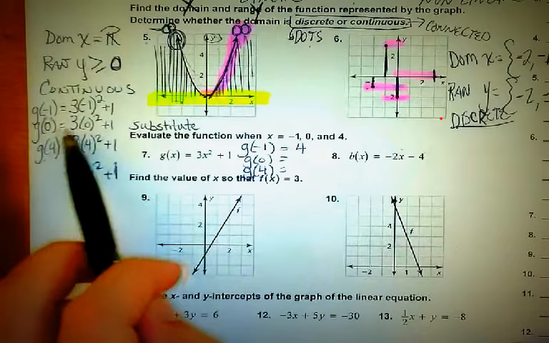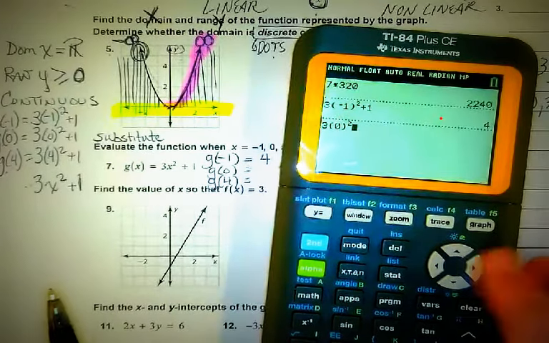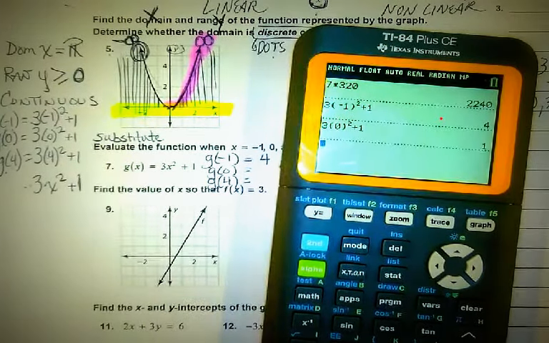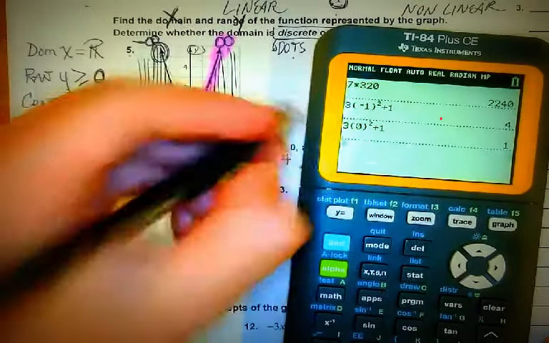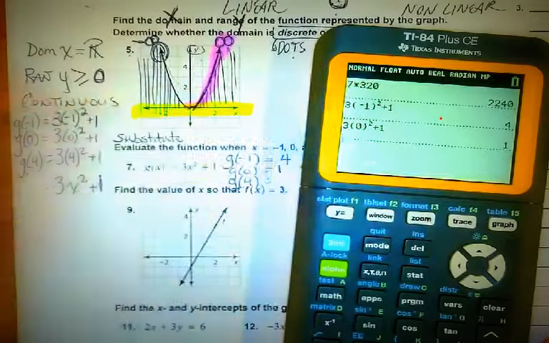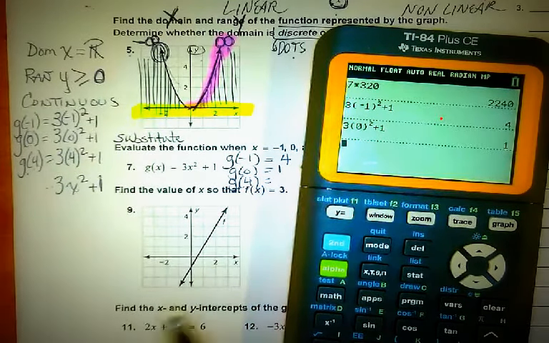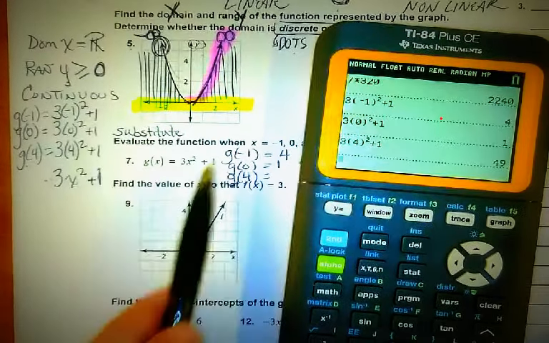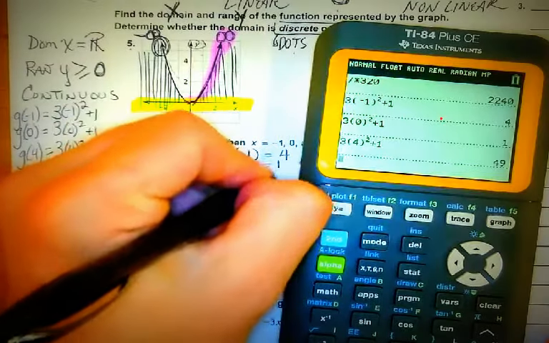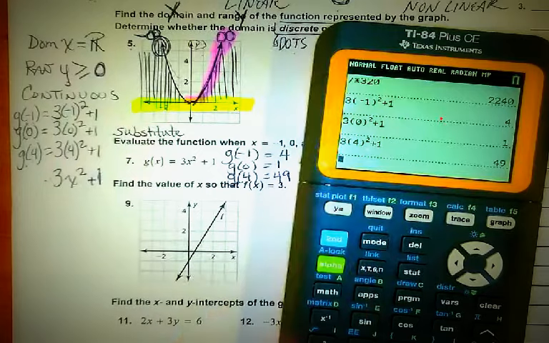Now let's go to g of 0 and type this into the calculator. We have 3 times 0 squared, and then plus 1. So that gives us 1. So g of 0 is 1. Now let's go g of 4. So 3 times 4 squared plus 1 gives you 49. So g of 4, when you evaluate it, is 49.